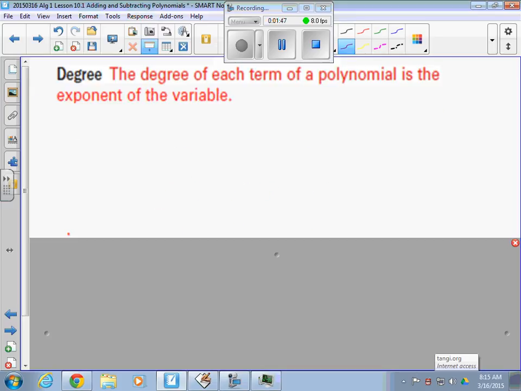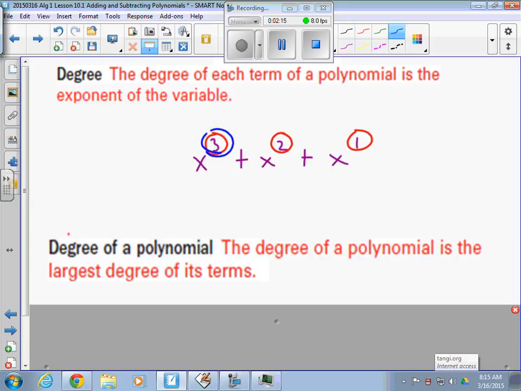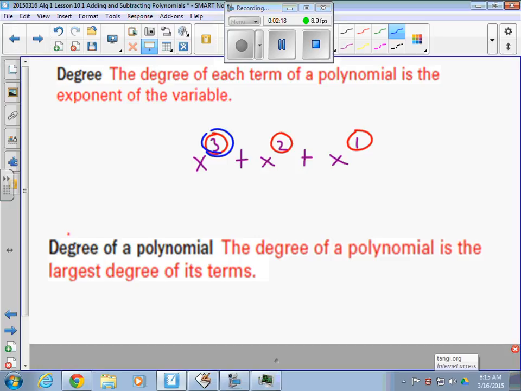The degree of each term of a polynomial is the exponent of the variable. So each variable has a degree. Just like I just showed you, x to the third plus x squared plus x to the first. This is the third degree. This is the second degree. It's the first degree. Now, when you're talking about the degree of a polynomial, all it is is the largest one out of them. So whichever one is the biggest one in each case, that's the degree of the polynomial.